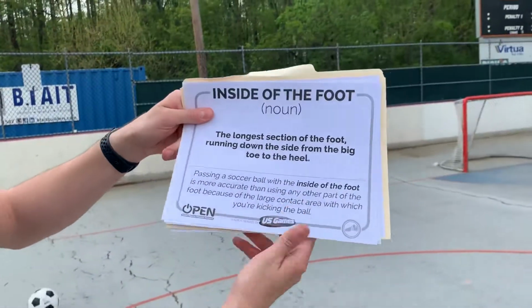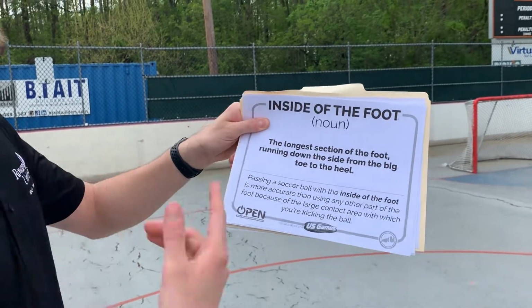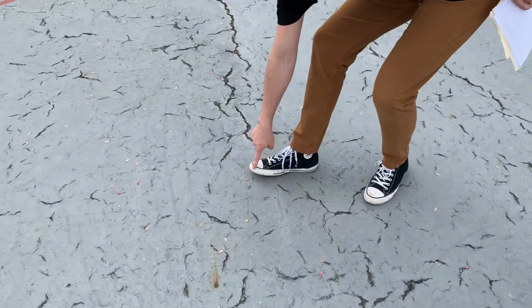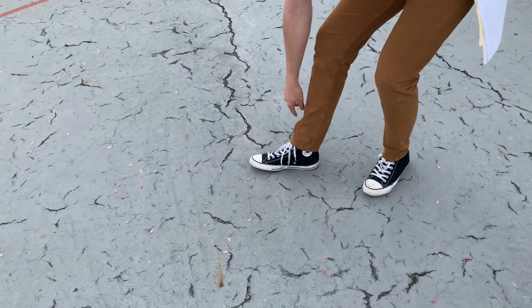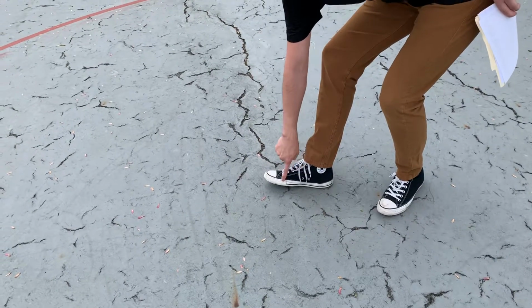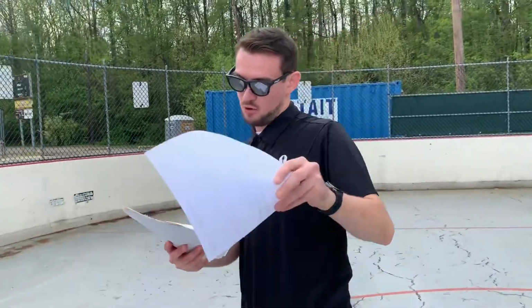When you're making contact with the ball, you wanna use the inside of your foot, right? The inside of the foot is another vocabulary term we're gonna be using today. It's the longest section of your foot running down the side from your big toe all the way to your heel, okay? You wanna try contacting the middle of the ball with the inside of your foot, right around here, okay? Because that's what's gonna generate the most force. That's another vocabulary word we go over.